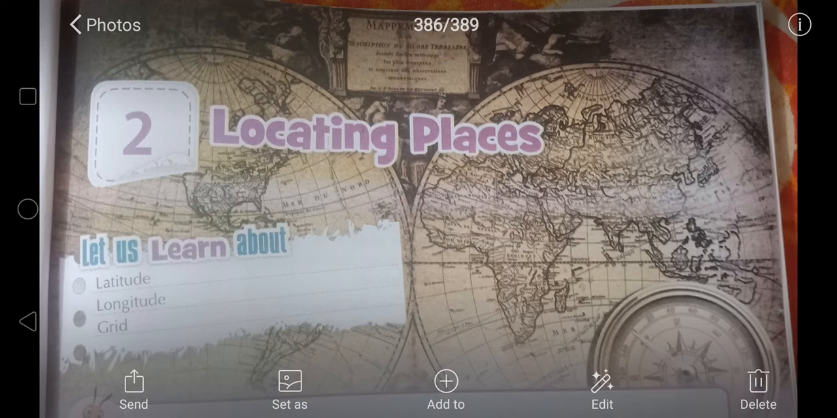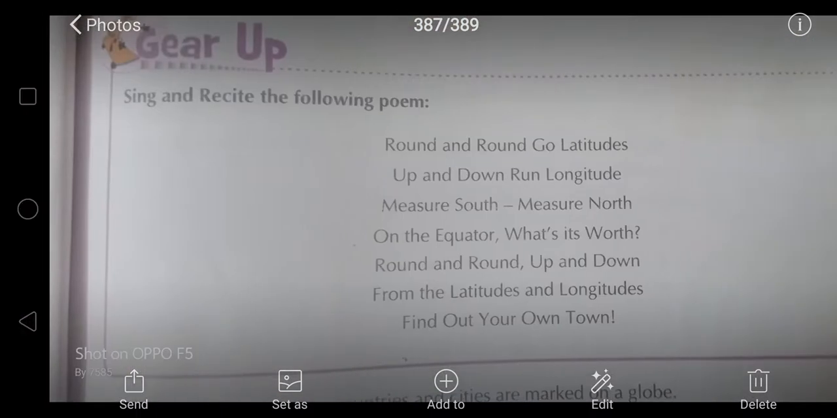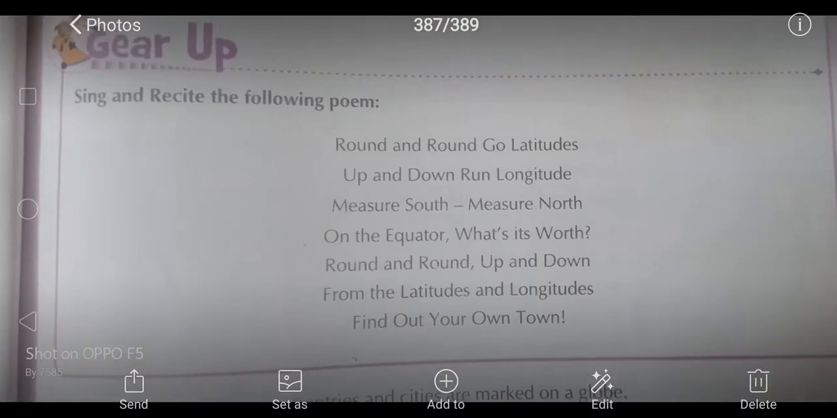Okay, let me recite a small poem. Round and round go latitudes, up and down runs longitudes. Measure south, measure north, on the equator what's its worth? Round and round, up and down, from the latitudes and longitudes. Find out your own town.